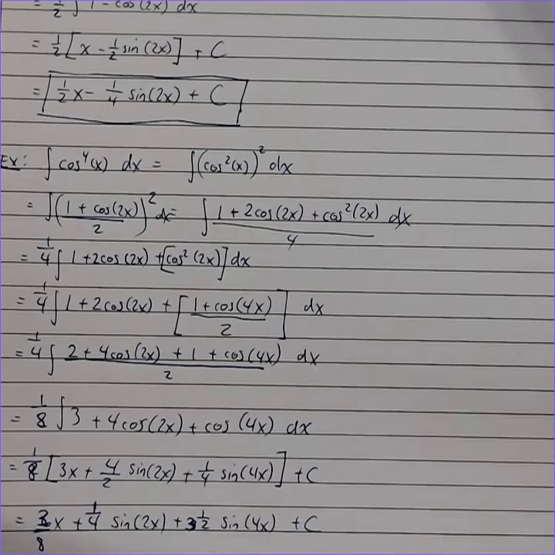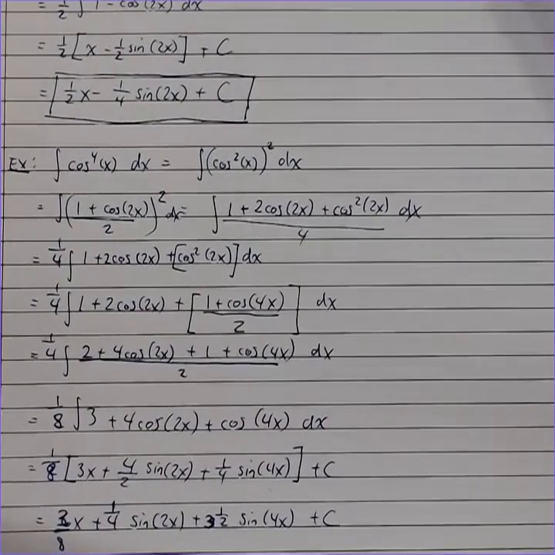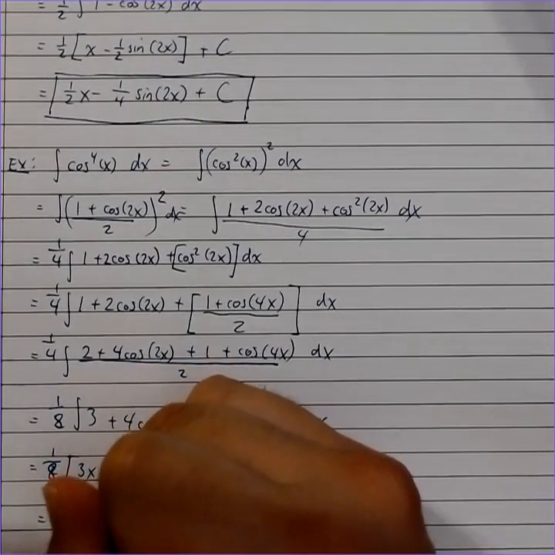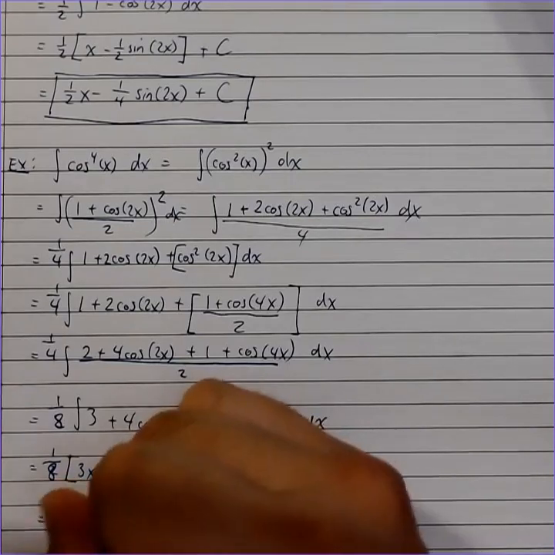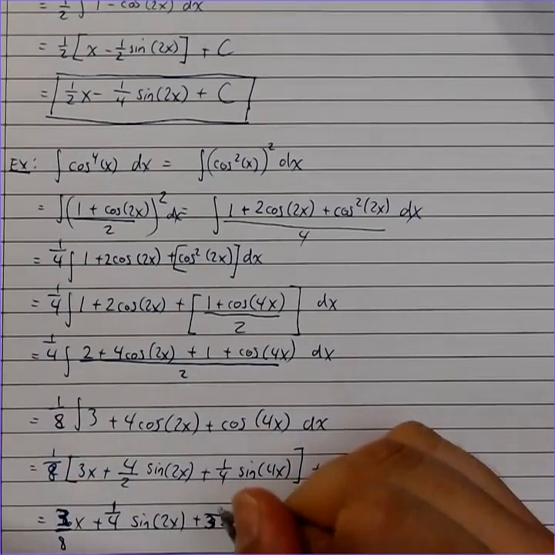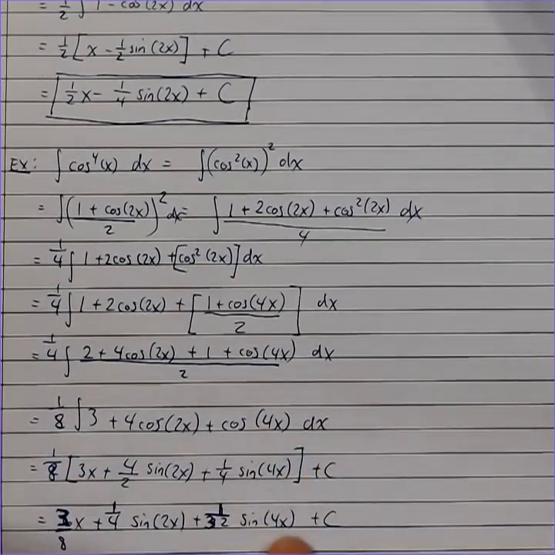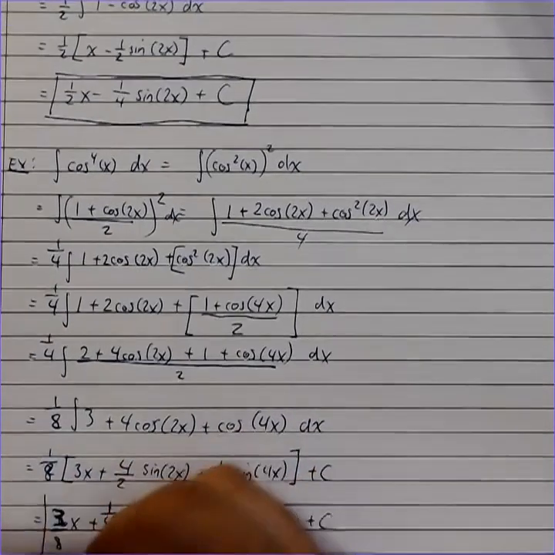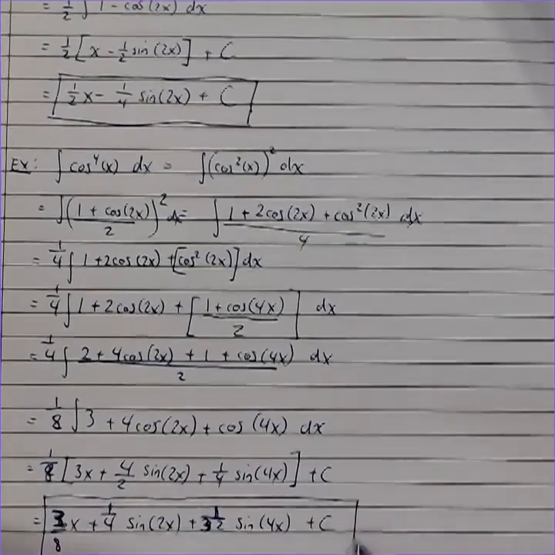Let's see, let me double check, make sure I didn't do any other mistake. I don't have any other mistakes. All right, that seems about right. Yeah. So that's going to be 3/8 x plus 1/4 sine of 2x plus 1/32 sine of 4x plus c. And that is our result.